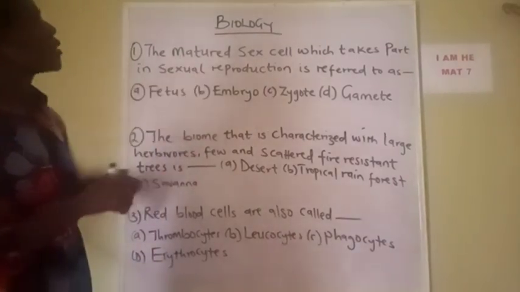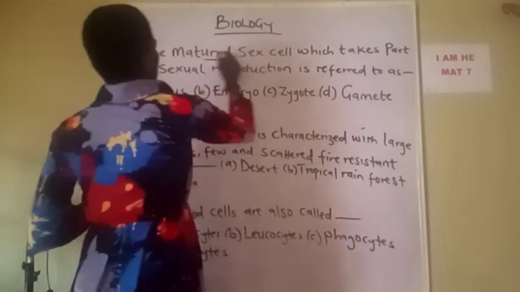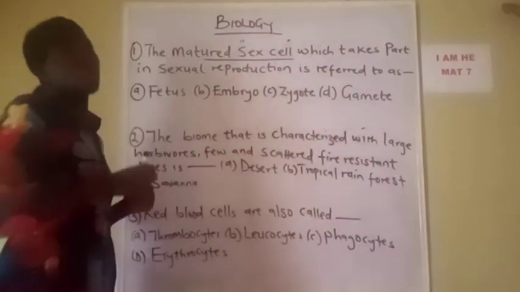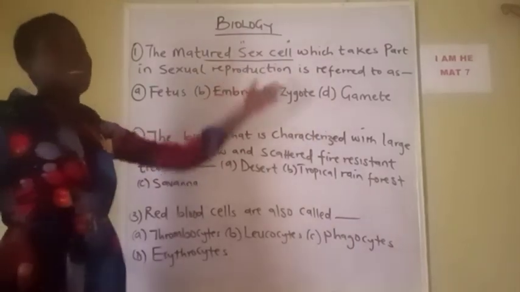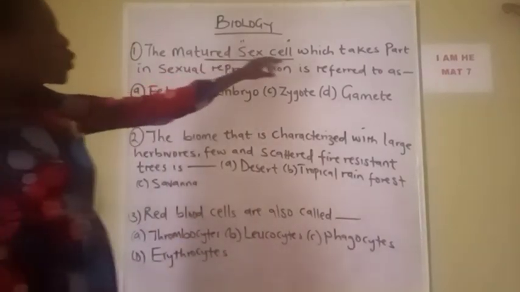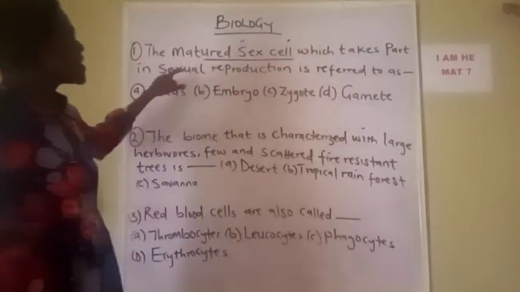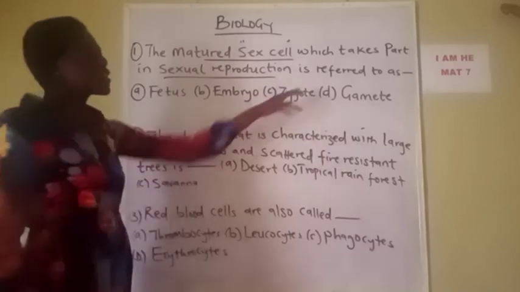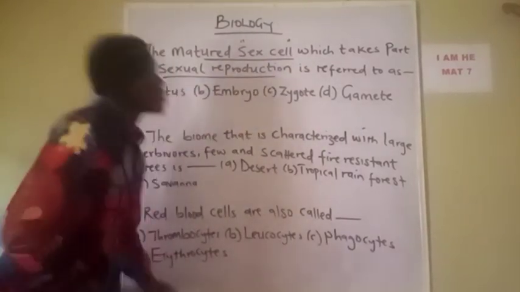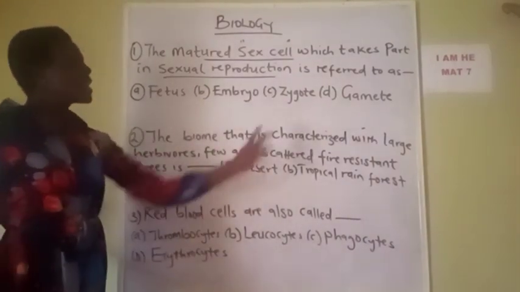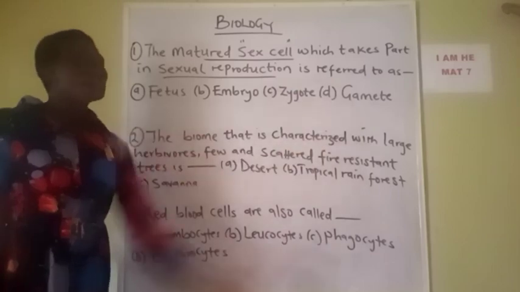Now, it said the matured sex cell. That's what we're looking at here. I think sex cell should be the subject of the sentence, right? That's in English, yes. The matured sex cell which takes part in sexual reproduction is referred to as, A, the fetus, B, the embryo, C, the zygote, D, the gamete.